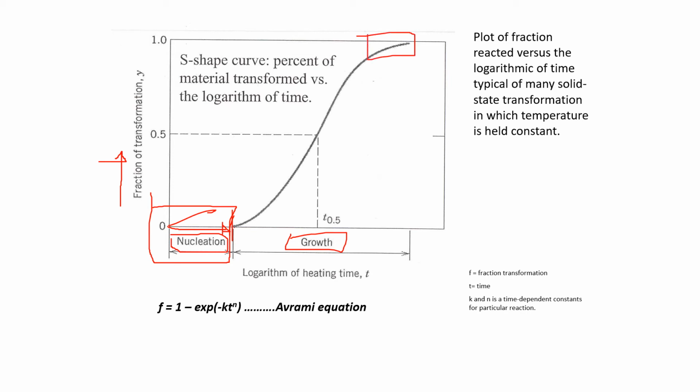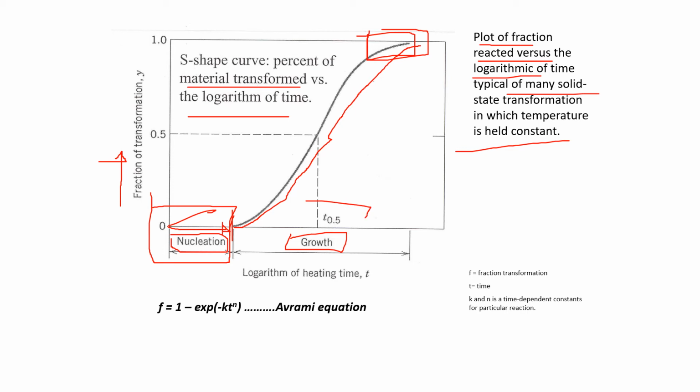The growth increases exponentially until it comes to the stable form. So this is the plot of fraction reacted versus the logarithm of time, typical of many solid transformations in which temperature is held constant. This is the S-shaped curve. It shows the percent of material transformed versus the logarithm of time.